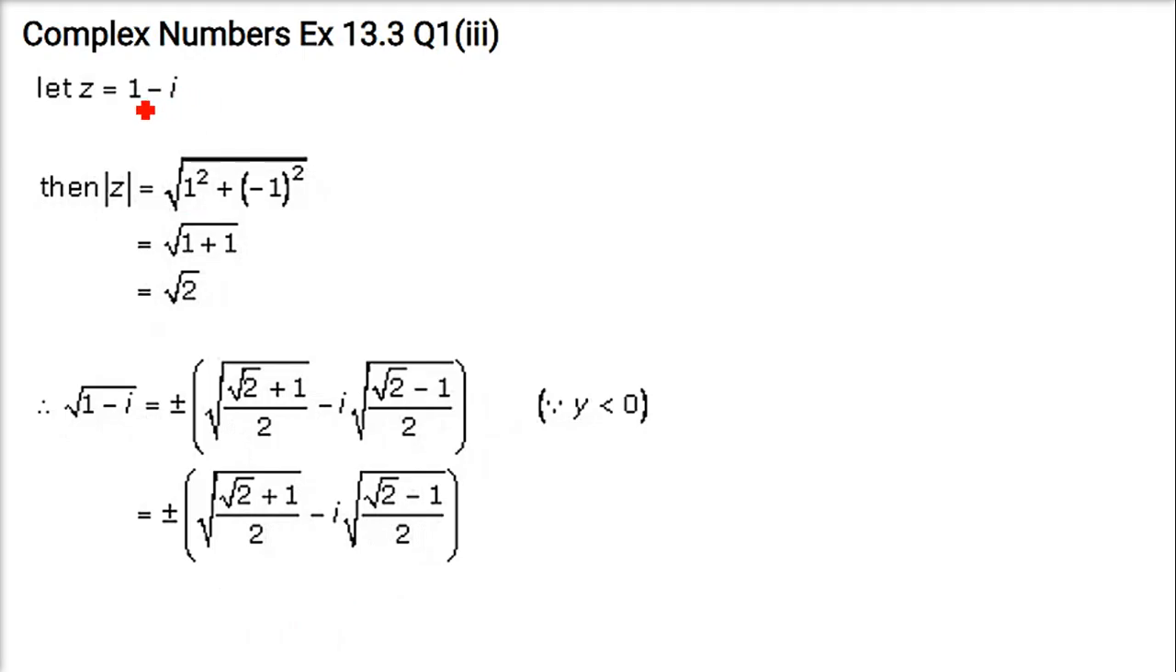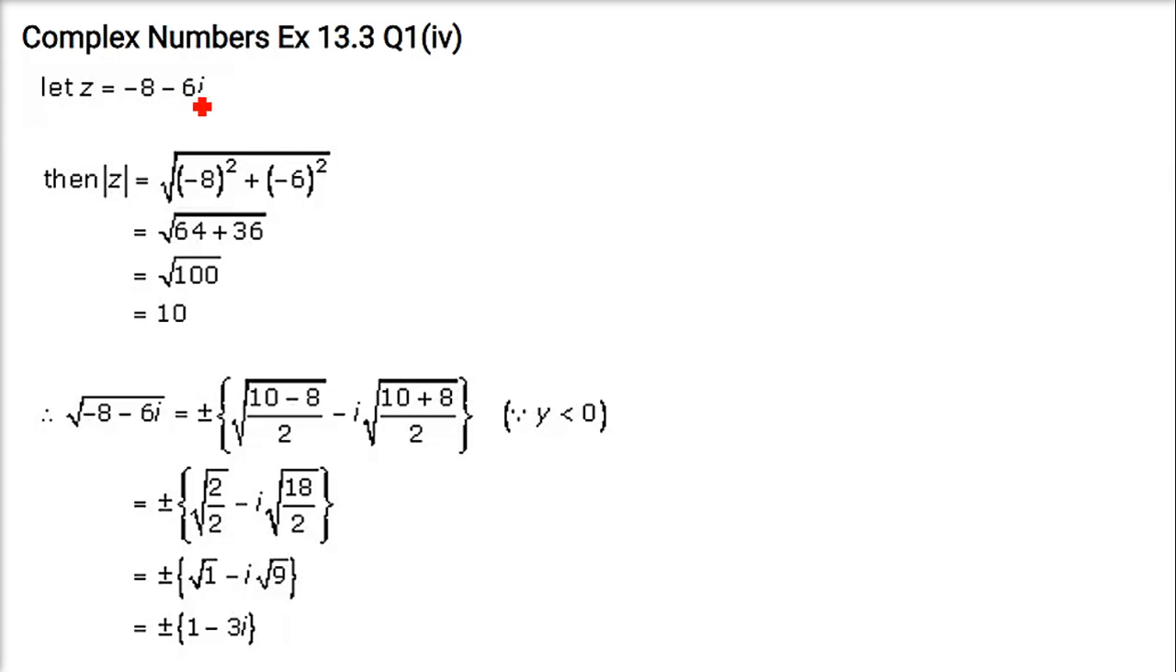Similarly with 1 minus i, the real part is 1. The imaginary part is minus 1. So the imaginary part is less than 0, that means you have to take the negative formula. Now what is the mod of z? This is 1, this is minus 1. So 1 square plus minus 1 whole square under root, that is going to be root 2. Just put it in this formula, and this will remain like this because this is under root 2.